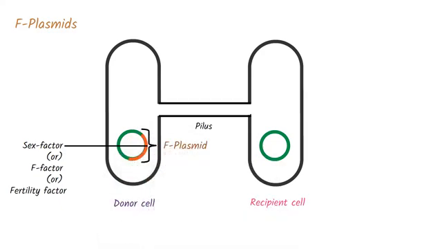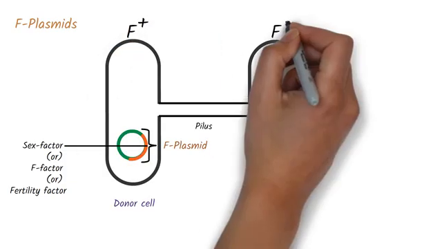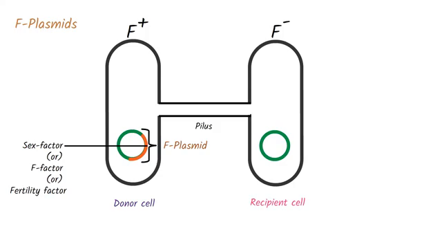Bacteria that have F plasmids are called F+, and the bacteria without it are called F-. That is the reason F+ cells act as donors and F- as recipients.